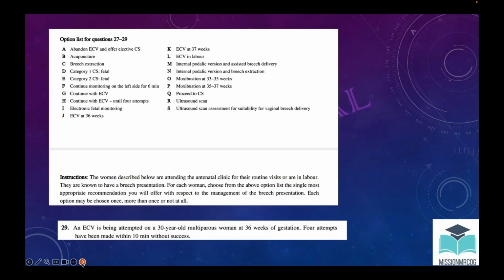So ECV is attempted. 4 attempts are done in 10 minutes. What will you do next? The 4 attempts are already done. Yes, you will abandon it now.